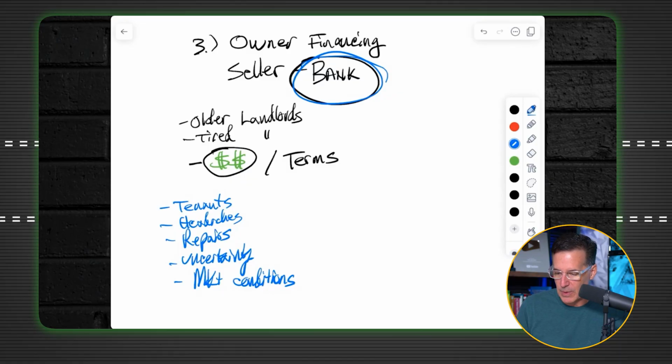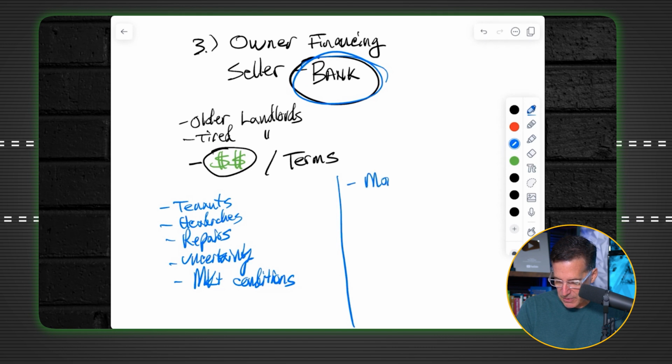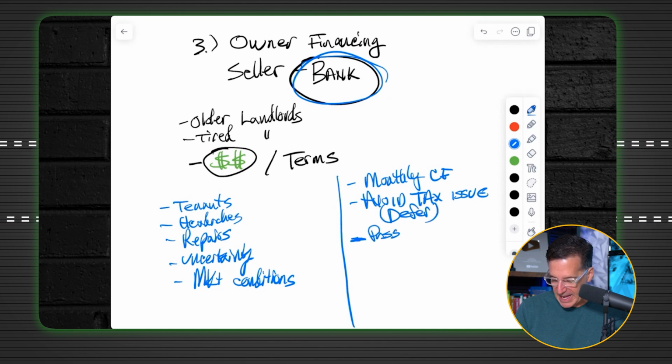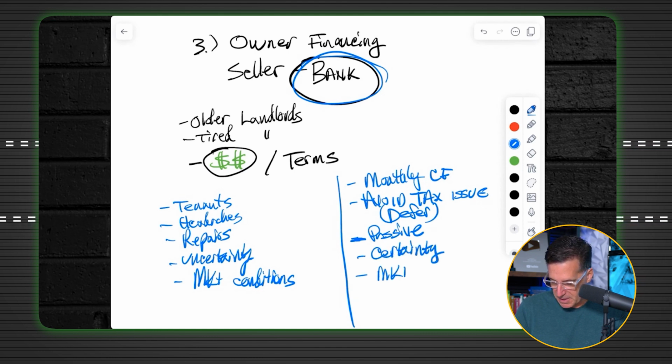So basically what we want to do is say, listen, what if I could show you how I could give you the same monthly cash flow, avoid a tax issue? A lot of these people, their investment properties, they don't want to take a big tax gain. Maybe they got other business making a lot of money and they want to defer it, right? We'll call that deferring. Big selling point with them. This will wind up being passive income for them, being the bank. They get certainty and they're not subject to market conditions.